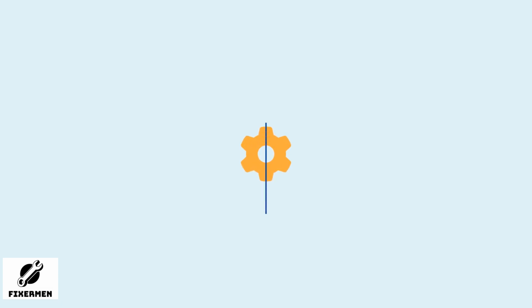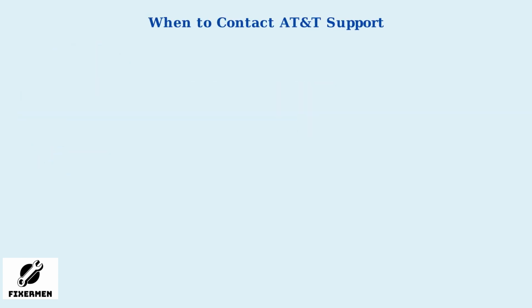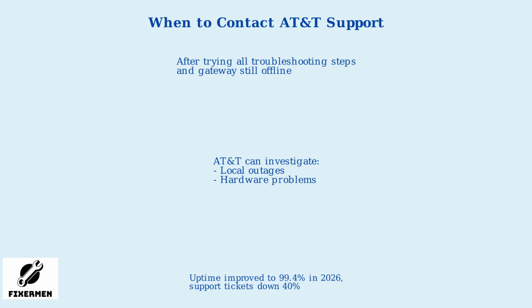Enable automatic updates in the admin panel to ensure you always have the latest firmware. Automatic updates help fix bugs and improve stability, preventing offline issues before they occur. If you've exhausted all troubleshooting steps and your AT&T Gateway remains offline, it's time to reach out to AT&T support. They can investigate potential outages in your area or diagnose hardware issues with your device. Support can check for local service interruptions or problems with your gateway hardware.